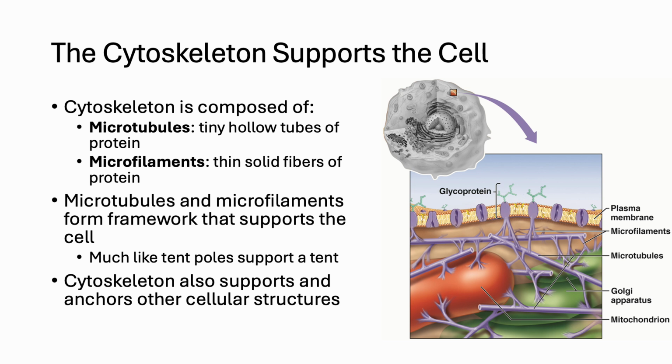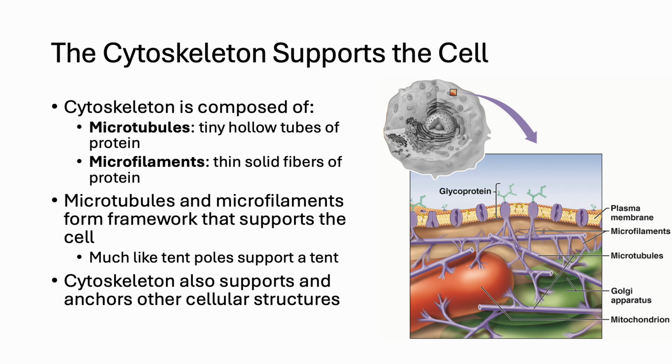The cytoskeleton is composed of protein filaments that provide mechanical support and dynamic organization to the cell. Its two main components are microtubules, which are hollow tubes of proteins, and microfilaments, which are thin, solid fibers. Microtubules give rigidity and help maintain the cell's overall structure, while microfilaments are involved in movement and shape changes. The cytoskeleton acts as the poles of a tent, supporting the membranes while also allowing flexibility.